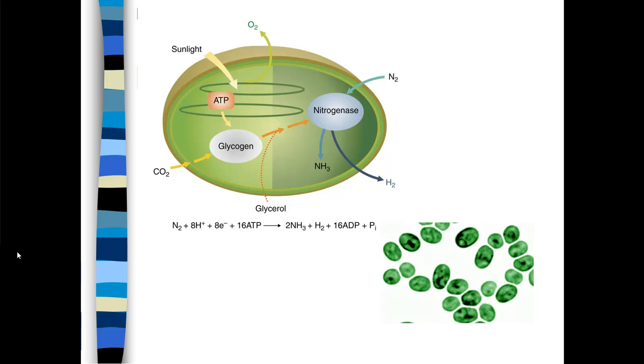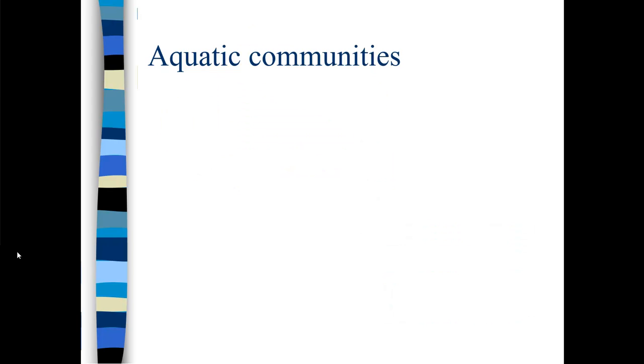Okay, and here's the overall reaction. Don't worry about that too much, but basically, the sunlight reactions, the light reactions, accumulate ATP, and then the ATP can take nitrogen and convert it into ammonia. It's actually ammonification, and when that happens, that provides a nitrogen source for the organism.